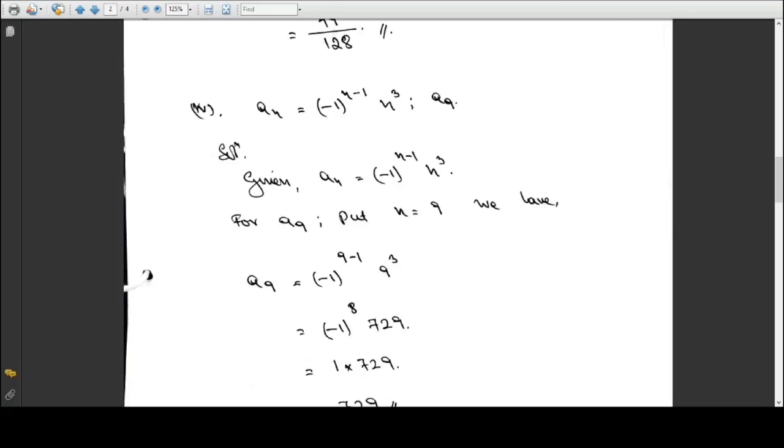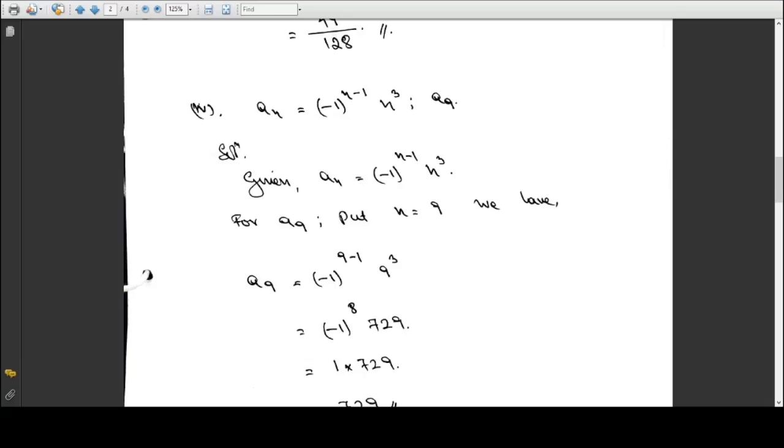Now minus 1 to power 8. If the power is even, minus 1 to the power of even will be plus, minus 1 to the power of odd will be minus. Here the power of minus 1 is 8.